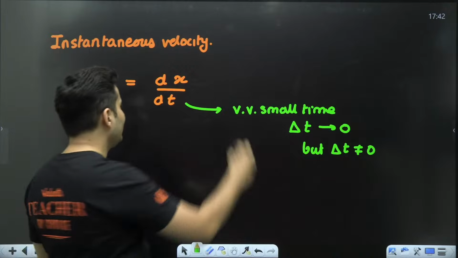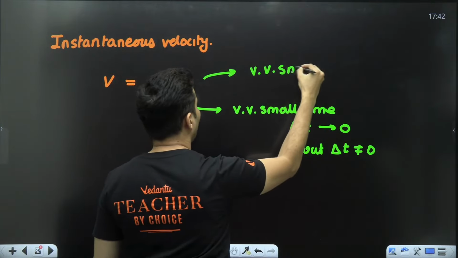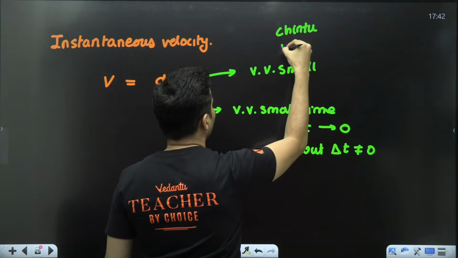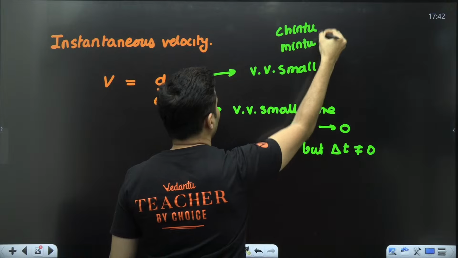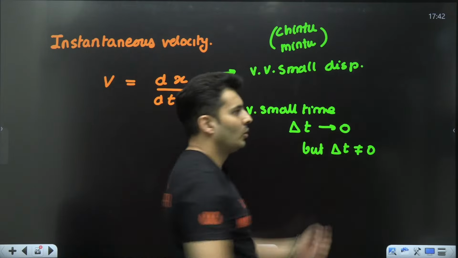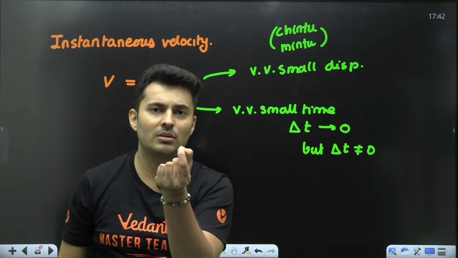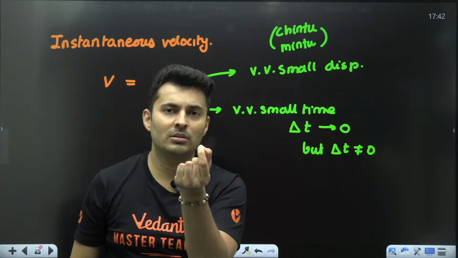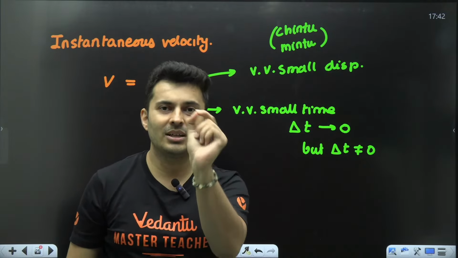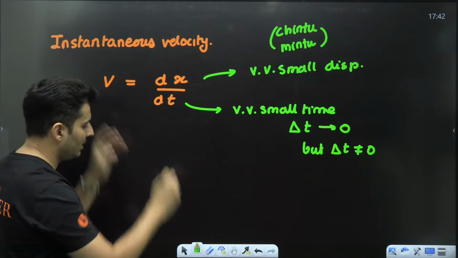Excellent. And this dx is that very, very small chintu mintu displacement. You give me 0.0000001 second, and in that time I would have moved 0.00023 meters. So that very small displacement, if you divide that, I'll get the velocity at that moment.